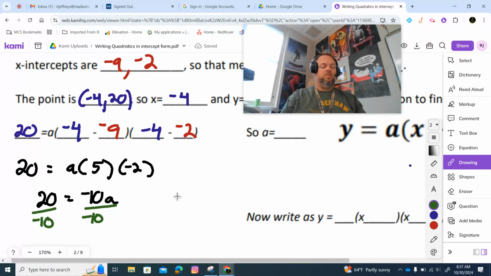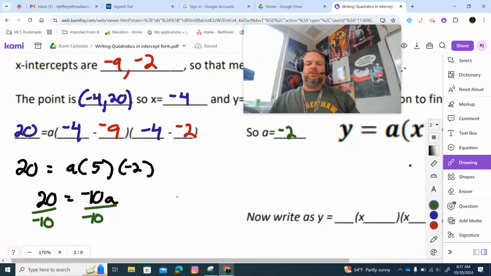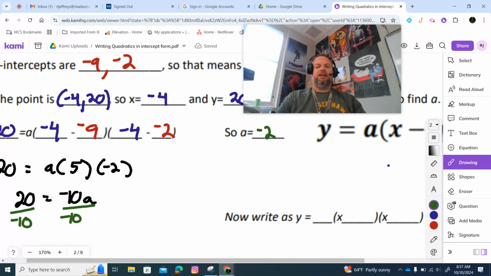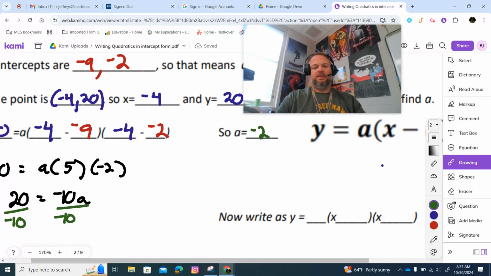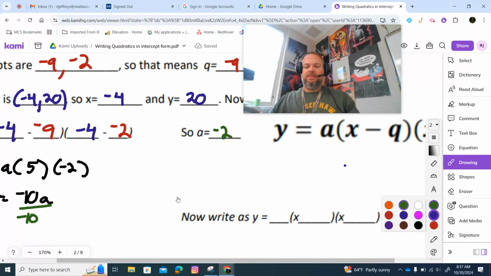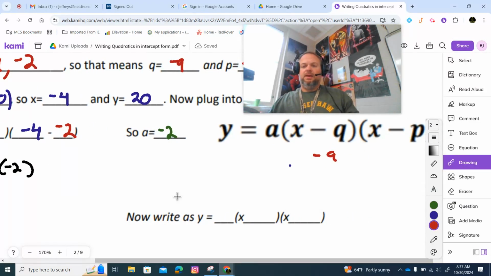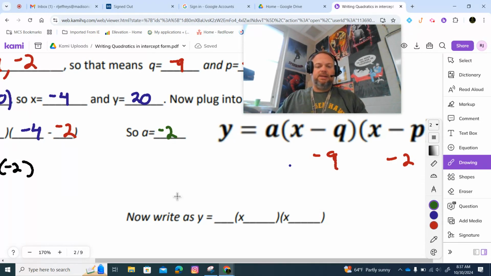All right. So 20 divided by -10, I get -2. So A is -2. All right. Now, what we're going to do is plug in our A, our Q, and our P into this. So our A is -2.